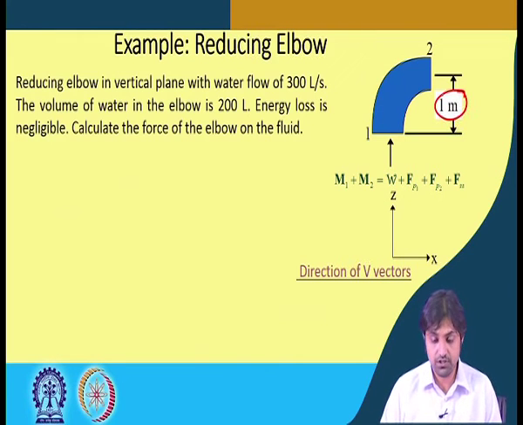So Q is 300 liters per second. The volume of water in the elbow is 200 liters, that is the total volume. Energy loss is negligible. Calculate the forces of the elbow on the fluid. So this is the question.